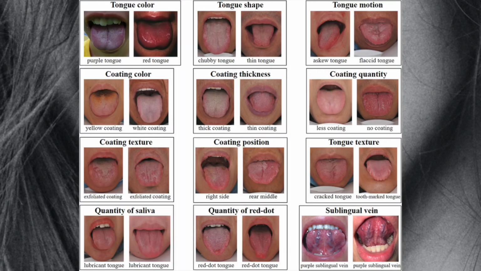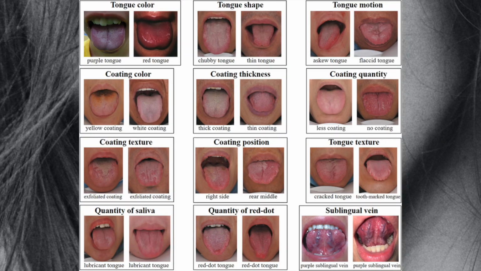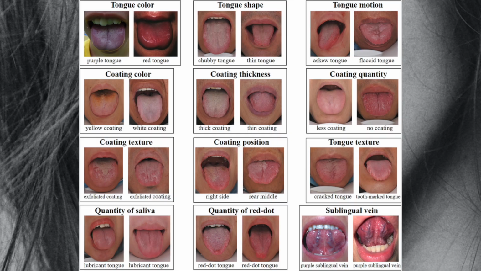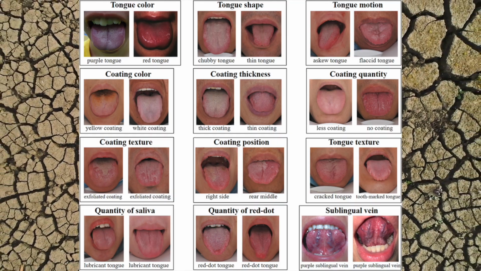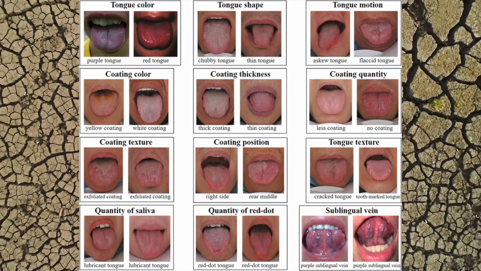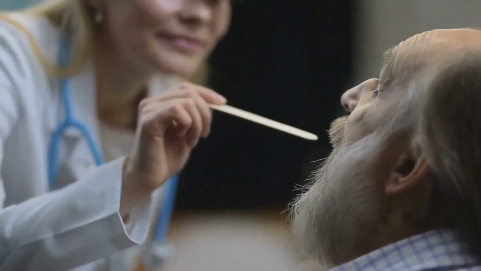Lastly, a grey or black coating ranges from dark grey to black, and it can be dry or greasy. This signals extreme cold if it's moist or extreme heat if it's dry. These patterns carry a more serious prognosis.